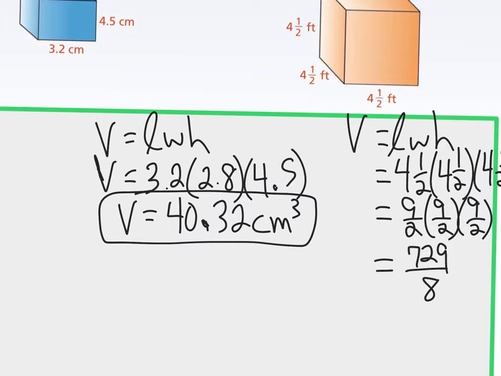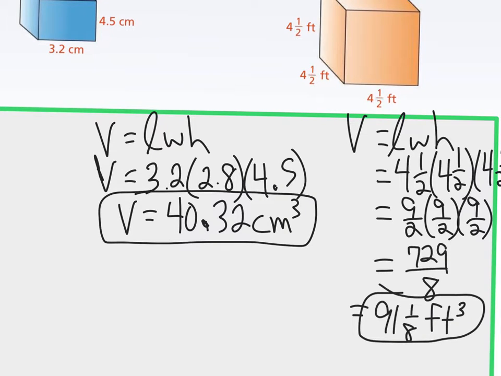You could divide it out by hand. If you wanted to double check yourself on the calculator, you could do that and use that fraction to decimal button we were talking about earlier. Anyway, that should end up as 91 1/8 cubic feet.